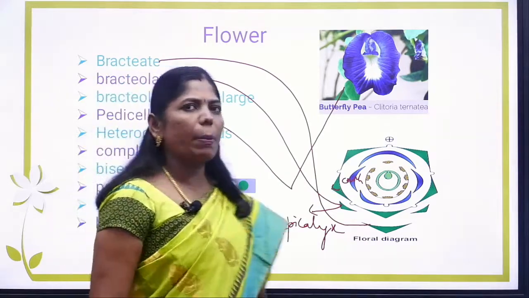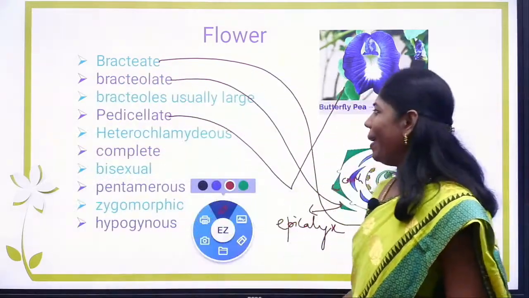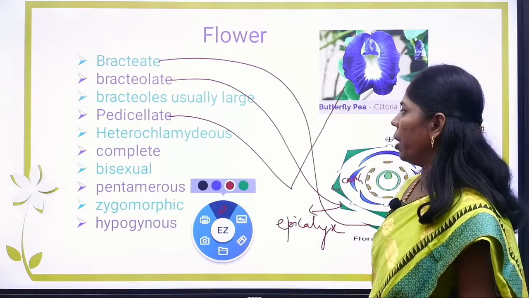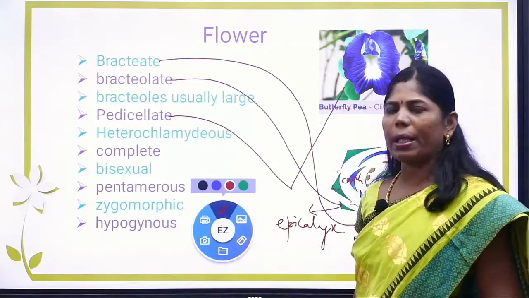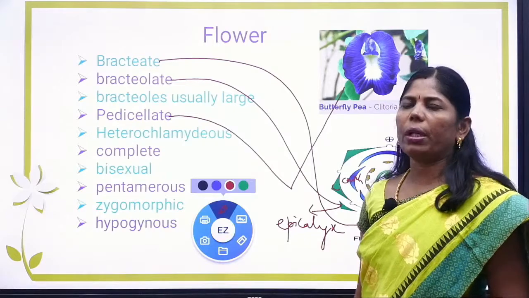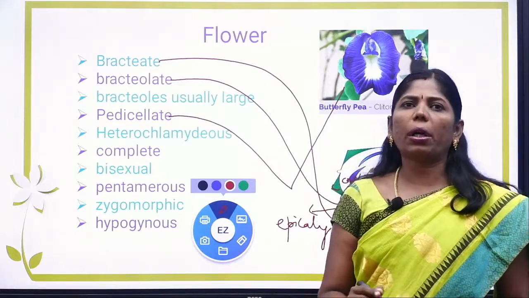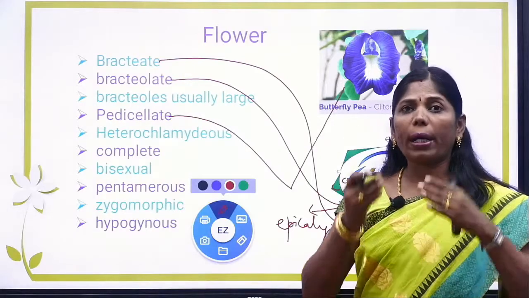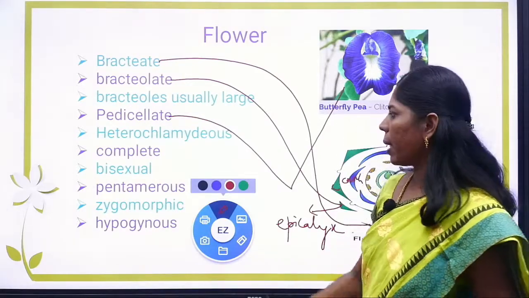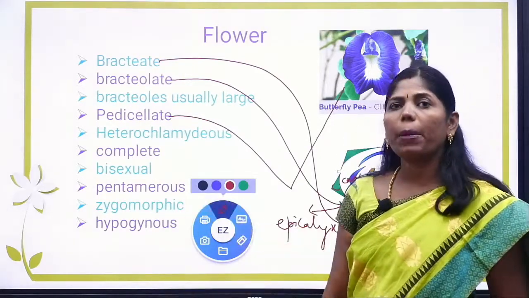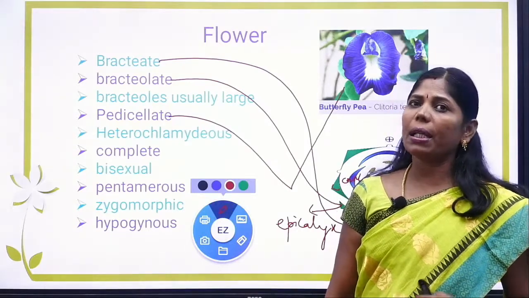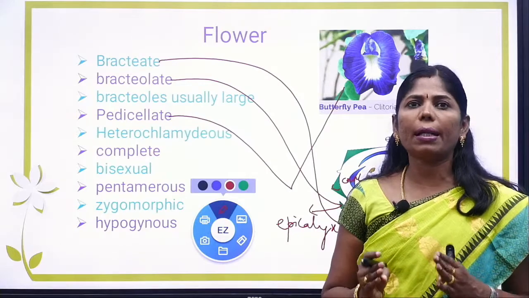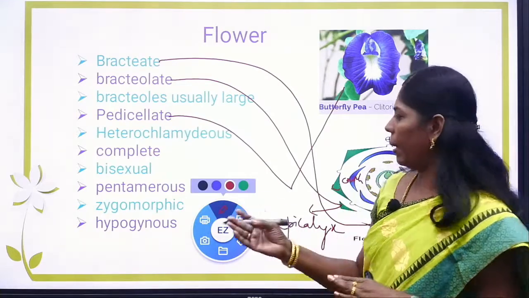So another one, that is a bisexual flower. Okay, so male and female sex organs are present, so that is called a bisexual flower. And next, pentamerous already explained. So zygomorphic. When we divide the flower into two equal halves, if the two equal halves are separated through only one plane, that is called zygomorphic, that is bilateral symmetry. If it is cut into two equal halves through any plane, that is known as radial symmetry. That is radial, this is bilateral symmetry.